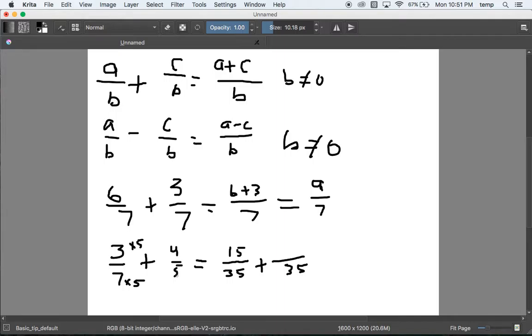Now we need to make this 5 down here. We need to make this into a 35 as well. And so we can do that by multiplying it by 7. And again, if we multiply the bottom by 7, we need to multiply our numerator by 7 as well. 4 times 7 is 28.